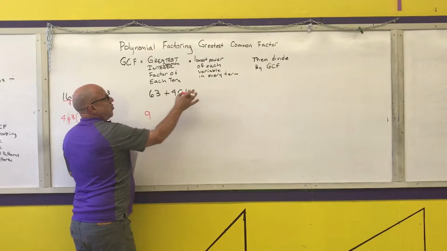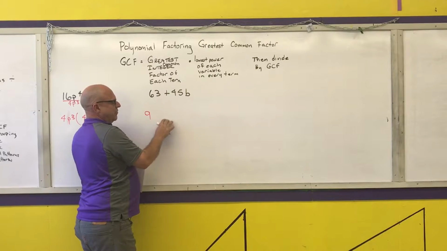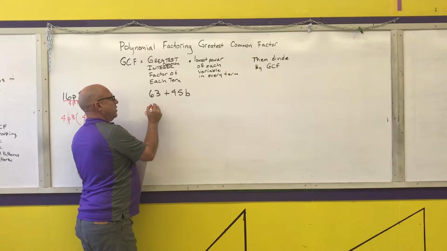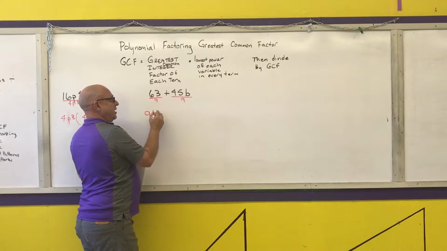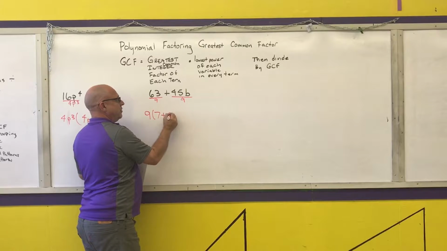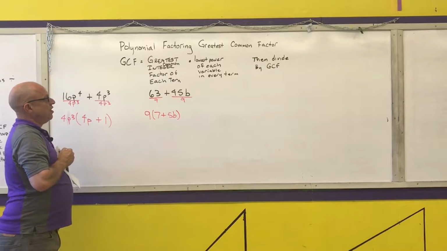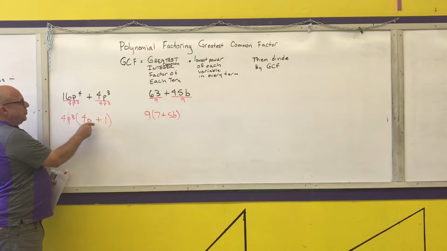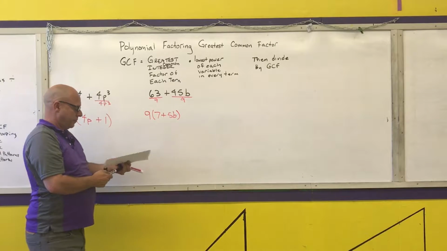Then I write down the lowest power of the variable in every term. This doesn't have a variable, so I'm not going to have any variables here. Then I do division. 63 divided by 9 is 7. 45 divided by 9 is 5 with the b. If you want to check your work, use the distributive property and you'll get back to your original problem.